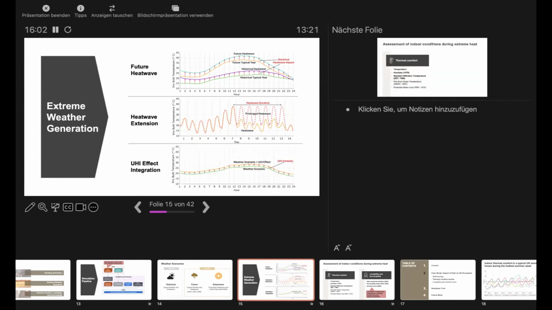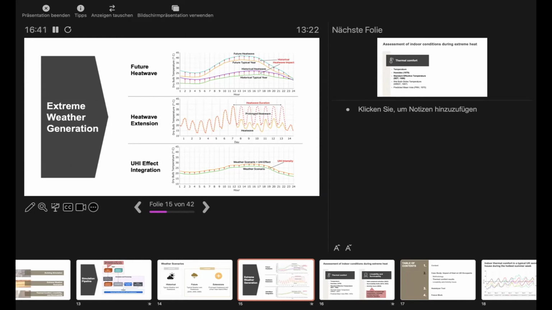And finally, for this urban heat island effect, we just shift the temperature up by the expected urban heat island intensity. So if we assume that in a city it's on average 2 degrees warmer over the summer compared to the rural surroundings, we just shift up the whole temperature by 2 degrees. And this gives us some kind of estimation of how this would look, and we can use this weather scenario with the incorporated urban heat island effect to look at what kind of impact it would have on buildings.